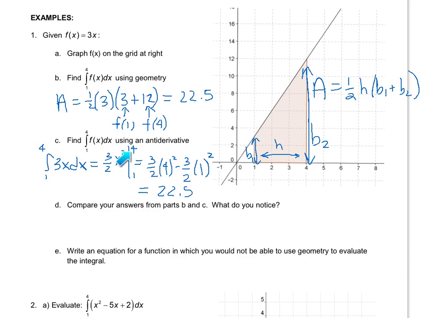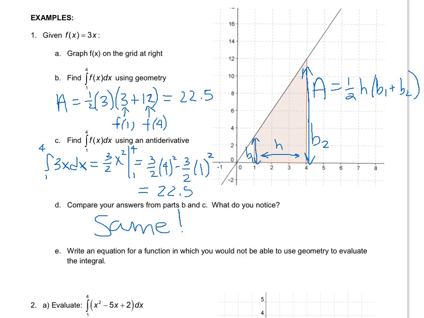We're going to plug in the 4 first. So remember, this is the evaluation. Plug in the 4 and you get 4 squared, plug in the 1 for 1 squared, and lo and behold, you're going to get a value of 22.5 for that region. Okay, so compare your answers from B and C. What do you notice? They're the same.